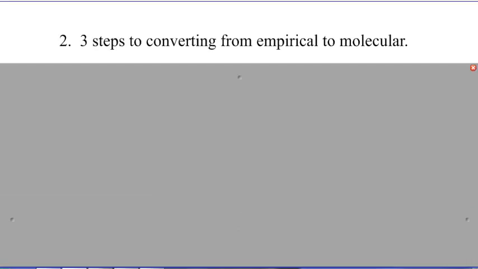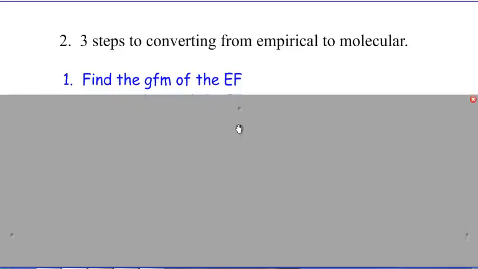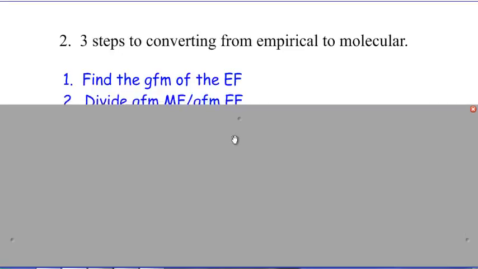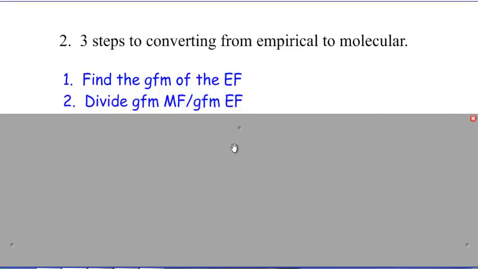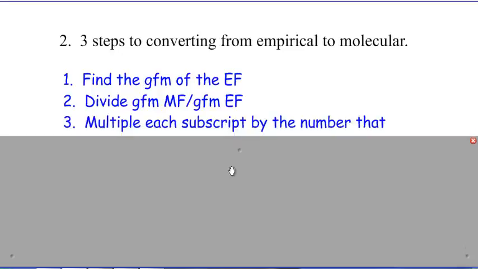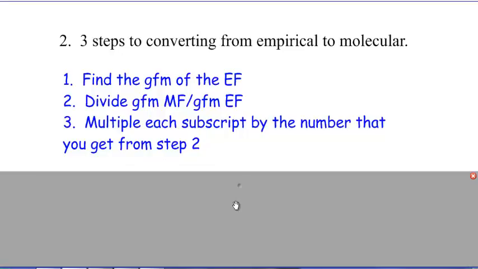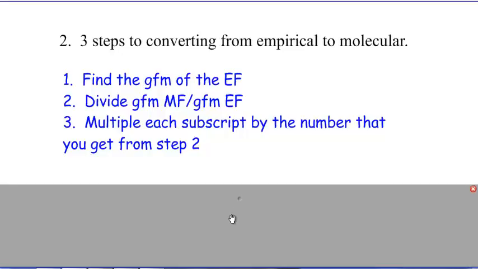There are 3 steps used to convert from an empirical to a molecular formula. First, you must find the GFM of the empirical formula. Once you have that, you divide the GFM of the molecular formula by the GFM of the empirical formula. And finally, multiply each subscript by the number that you get from step 2.